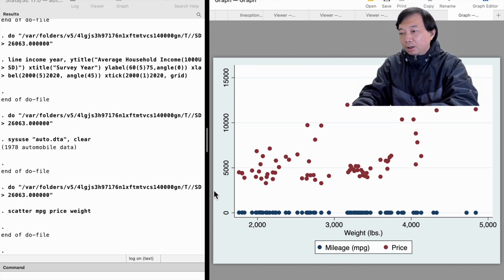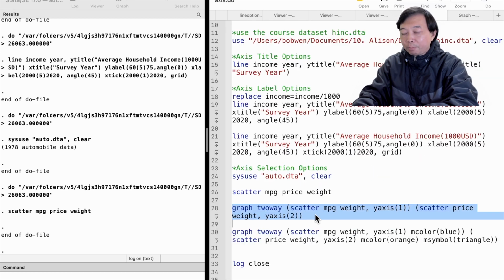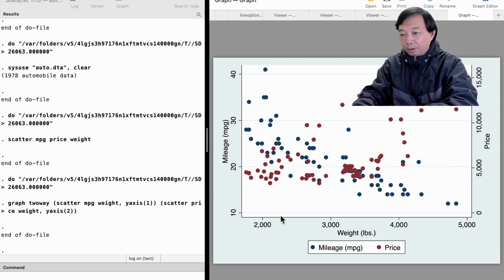We find that the graph is hard to read because Stata assumes that all plots use the same y-axis. In this case, we can use two y-axes. We place MPG data on the first y-axis with the yaxis(1) option and price data on the second y-axis with the yaxis(2) option.